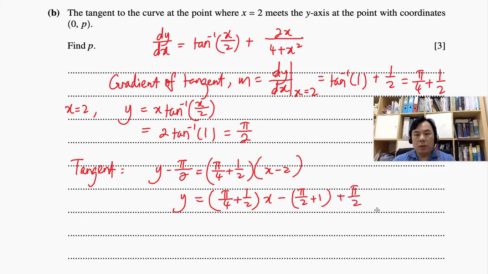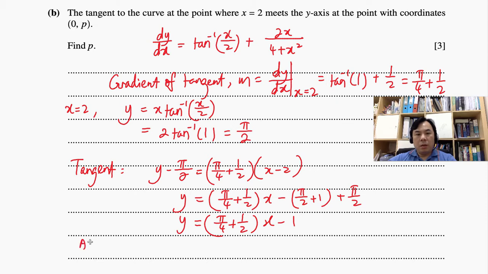Did I get it correct? Just let me see here. Negative half, negative 1 there. Yeah, correct. So it's just negative 1. Therefore, y is equal to pi over 4 plus half x negative 1. Okay, that's the tangent.